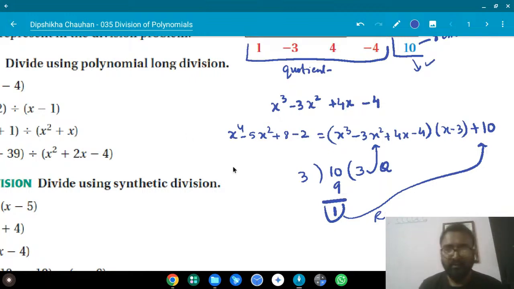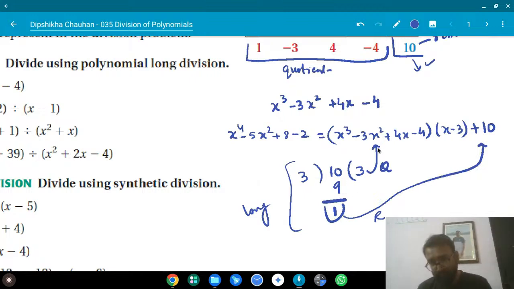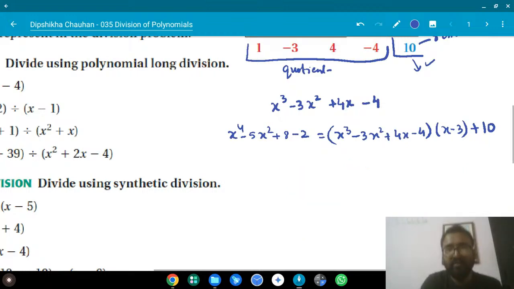This is traditional long division, and this is synthetic division. But that is for numbers, and this is for polynomials. Is it clear? So now I am removing the traditional one, and we just keep it like that.